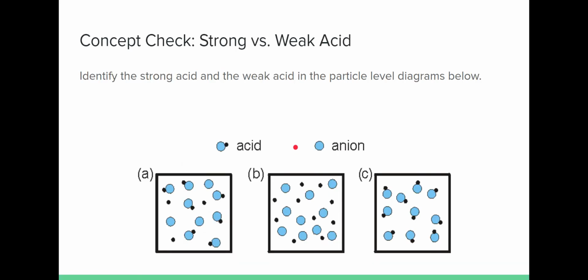As a quick concept check, we're going to use different symbols to represent the acid that's chemically bound with itself and the free-floating anion of that corresponding acid. I want you to look at these three particle level diagrams and identify the strong acid and the weak acid in each of these diagrams. I'll give you a moment to do that. Pause the video, and then hit play whenever you're ready to reveal the answer.